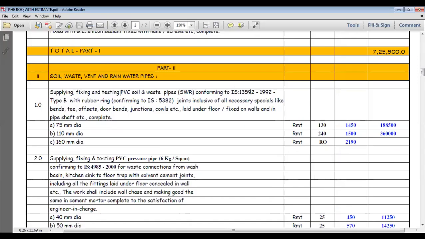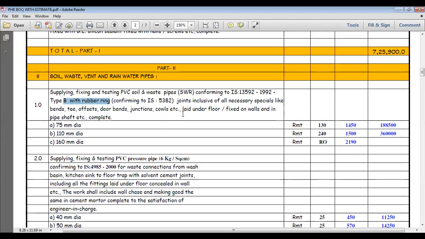Conforming to IS 13592. The standard is IS 13592:1992. Type B with the rubber ring. The joint is using rubber ring joint. The pipe type is B type. B type with the rubber ring joint conforming to IS 5382.